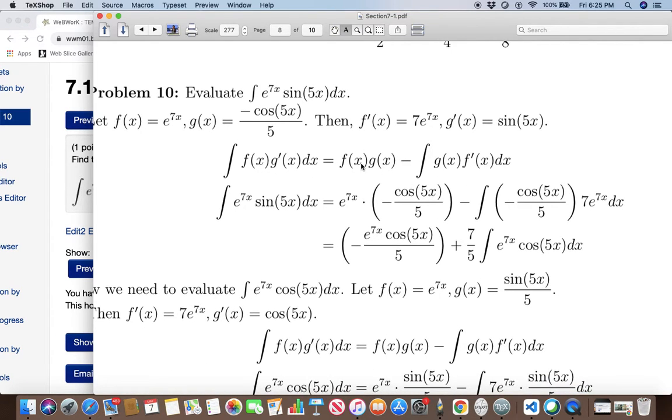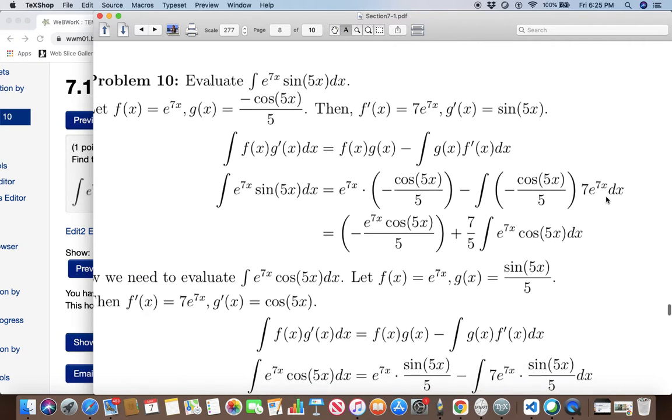Integral of f g prime is fg minus integral of g f prime. f g prime is e raised to 7x sine 5x. fg is e raised to 7x times negative cosine 5x over 5, minus the integral of g f prime. g is negative cosine 5x over 5, and f prime is 7 e to the 7x. So notice that a negative and a negative is a positive. The 7 here and the 5 here are constants. And now you are here with e raised to 7x cosine 5x.